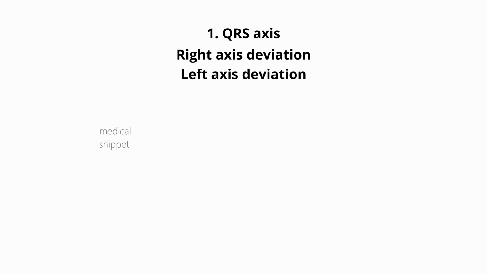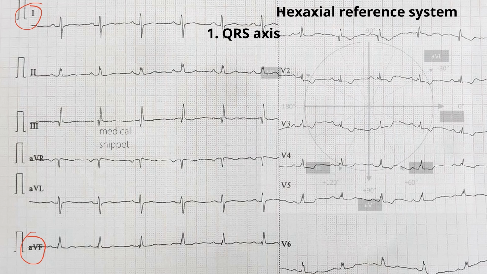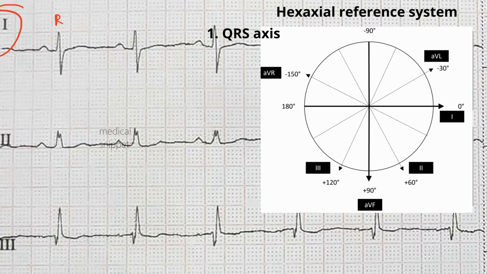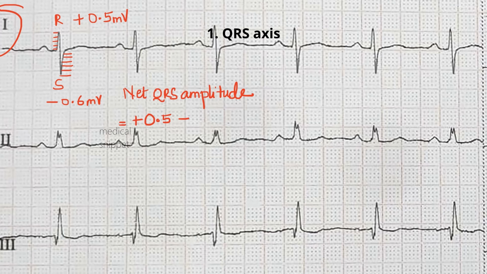To calculate axis, we have to look at the QRS complexes in lead 1 and AVF. Let's plot the net QRS amplitude in the hexaxial reference system. In lead 1, the R wave amplitude is 5 small boxes, that is, positive 0.5 millivolt. The amplitude of the negative S wave in lead 1 is 6 small boxes. So the net amplitude is plus 0.5 millivolt minus 0.6 millivolt, that is minus 0.1 millivolt.